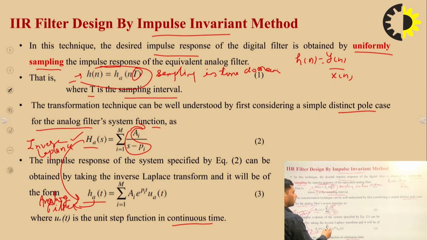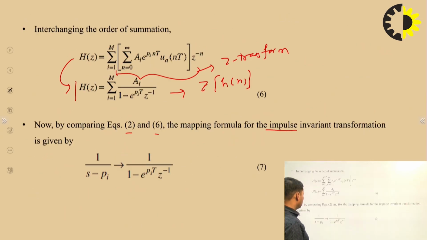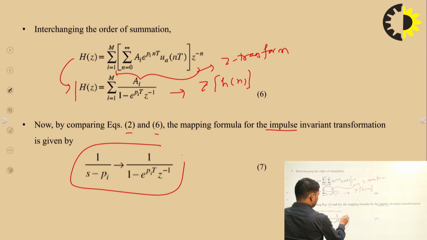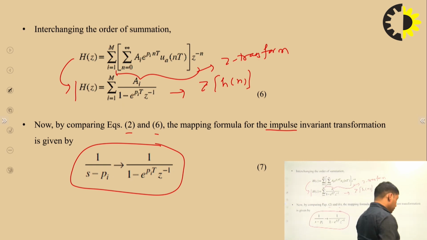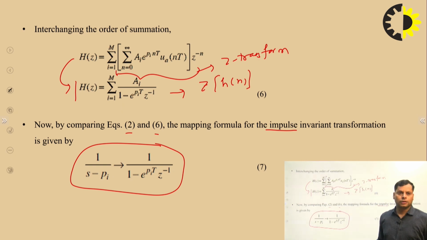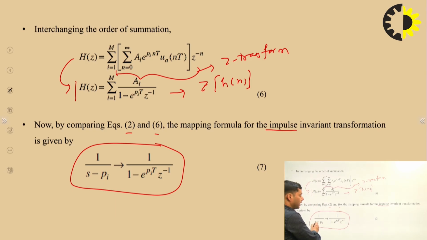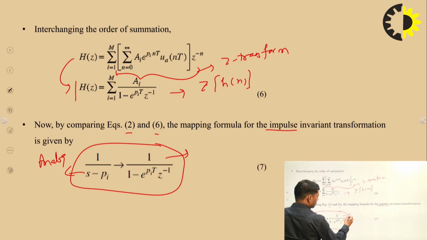If we see along with this coefficient A, when we are equating this, 1 upon s minus p i is equivalent to 1 upon 1 minus e raised to the power of p i t z inverse. So this will be the transformation of any analog filter with the help of the impulse invariant technique, because all the operations performed here are onto the impulse function. When we apply this, the transformation from the S domain is converted into the Z domain. This is the analog response, and this one is your digital filter response.